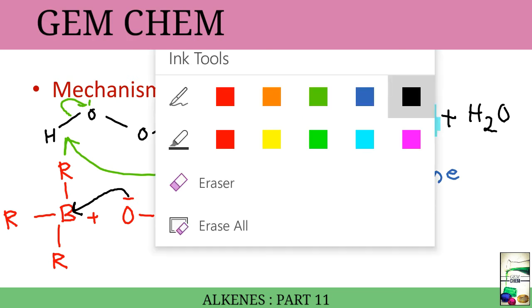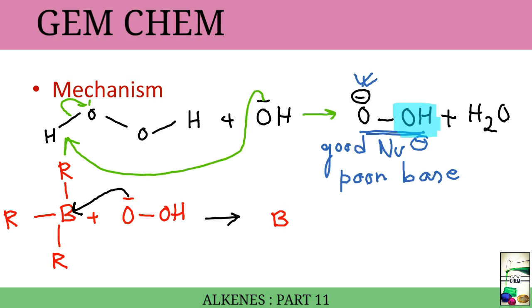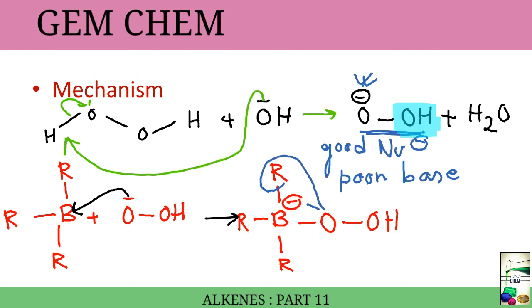So ultimately what we obtain is B, R, R, R and this O, O, H. Since there is an extra charge on boron, it is negative. Now the R group migrates to O and this OH gets away. OH minus is a good leaving group, so OH minus is being lost.